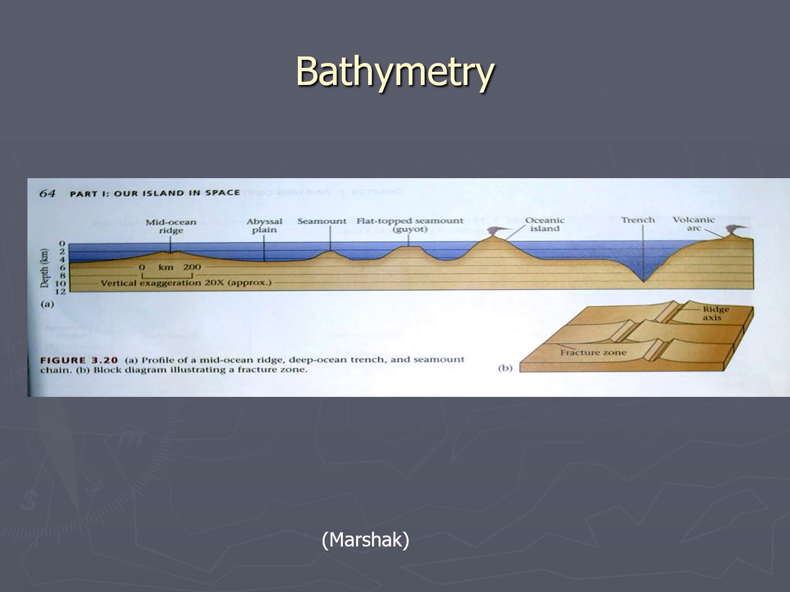Here's another image of what typical bathymetry of the ocean floor looks like. Now over on the right, you're getting a bird's eye view of the top of the mid-ocean ridge axis. So the downdrop valley there in the middle is typical because plates are moving apart, and then those fracture zones there are going to offset segments of the mid-ocean ridge.